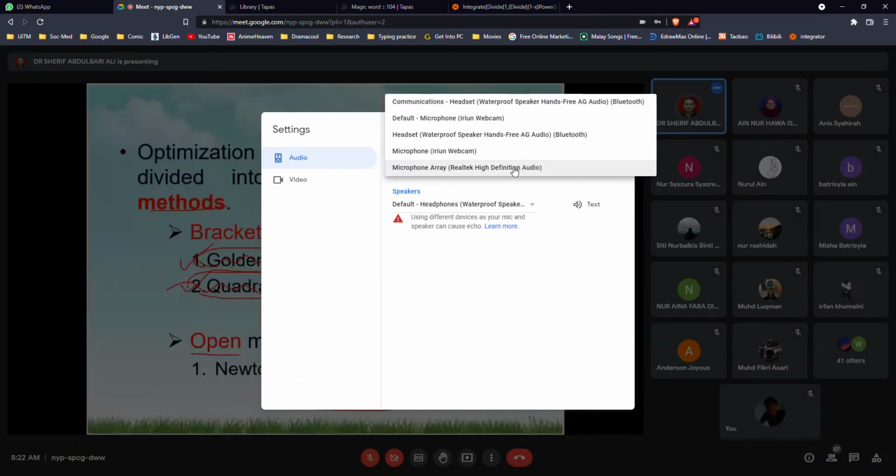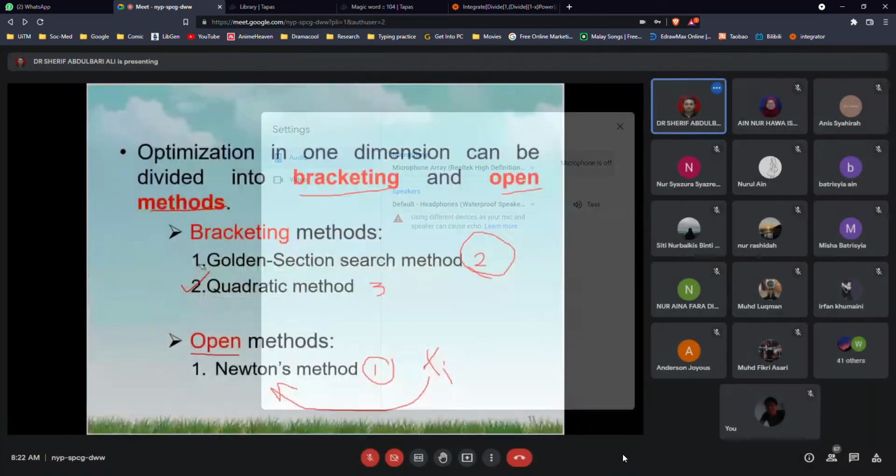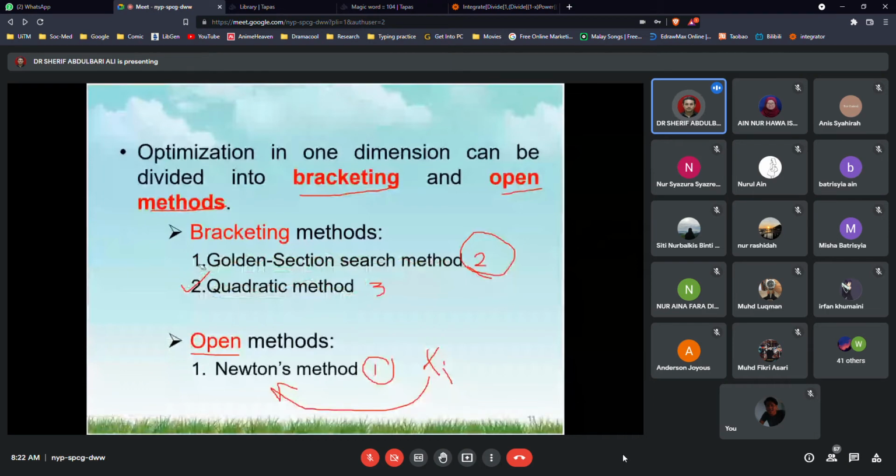Okay, so remember that golden section has two initial values. It's going to be x lower and x upper. Quadratic methods will come up with x0, x1, and x2. Newton methods will come up with x0, or what we call here xi. These are the methods.